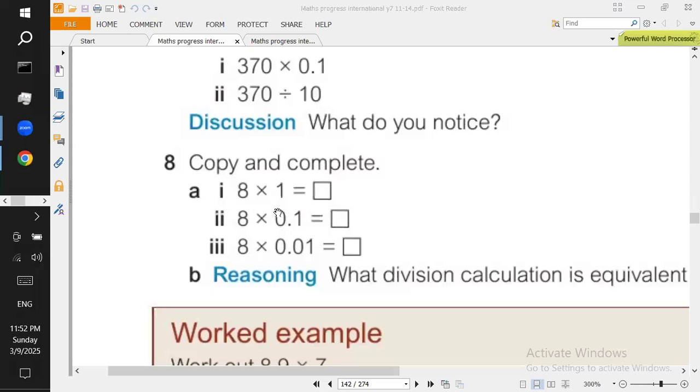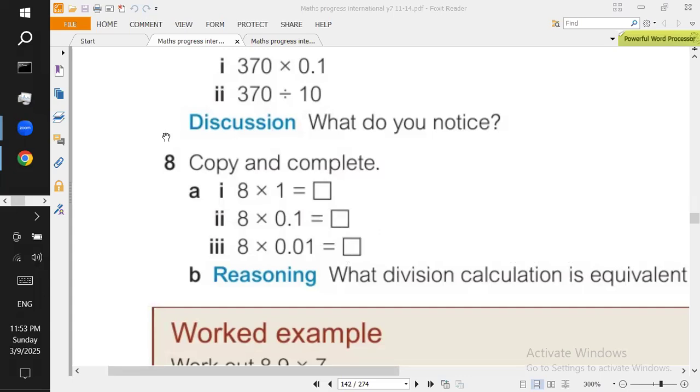Copy and complete. 8 times 1 is 8. 8 times 0.1 is like 8 divided by 10. It will be what? Very good. It's going to be 0.8. And this one is 8 divided by 100. It will be 0.08. Now, same steps. Yes, 8 times 0.1 is the same as 8 divided by 10. 8 times 0.01 is the same as 8 divided by 100. These questions have the same ideas, okay? Now let's move on to the next question.